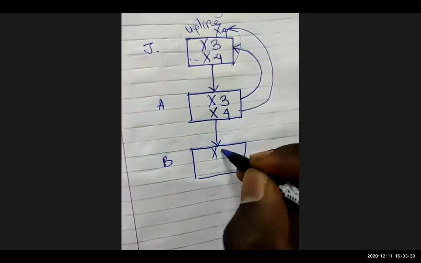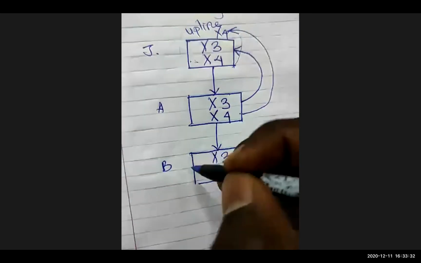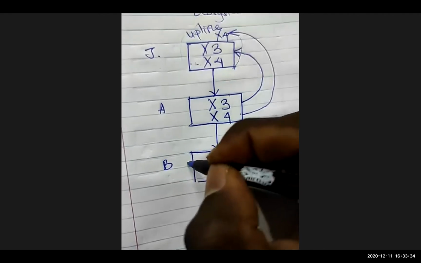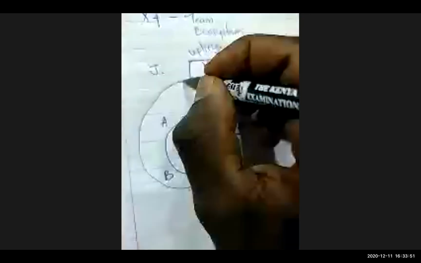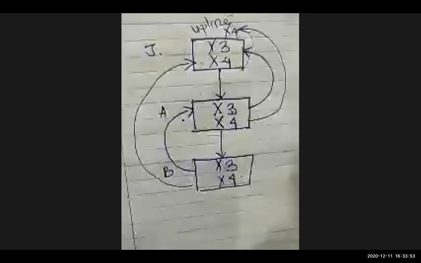When person B opens X3, all the money that person B will use is going to be earned by person A, which means person A is earning 100% of X3. However, when person B opens X4, what happens? It is not person A who will earn. It will go to the upline of person A. All right.